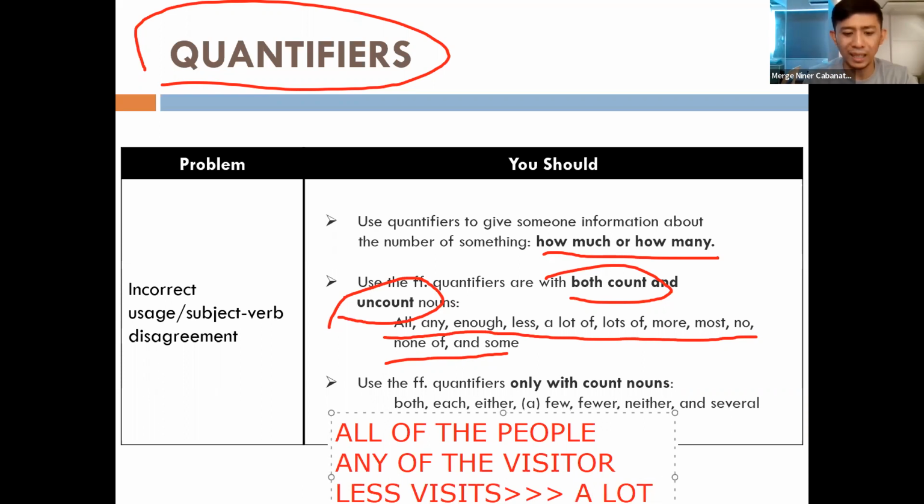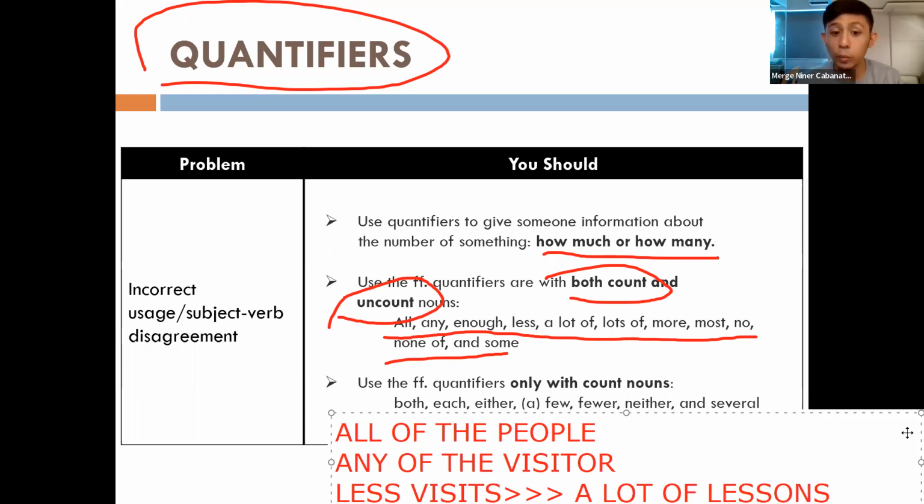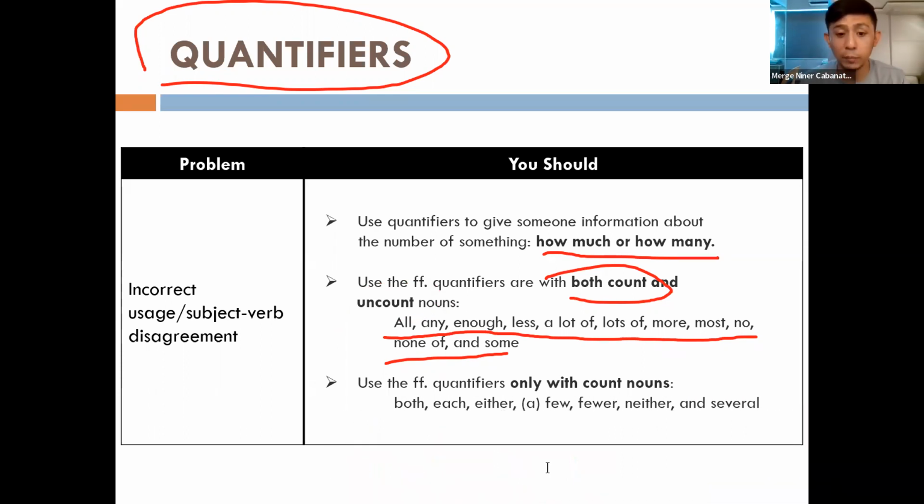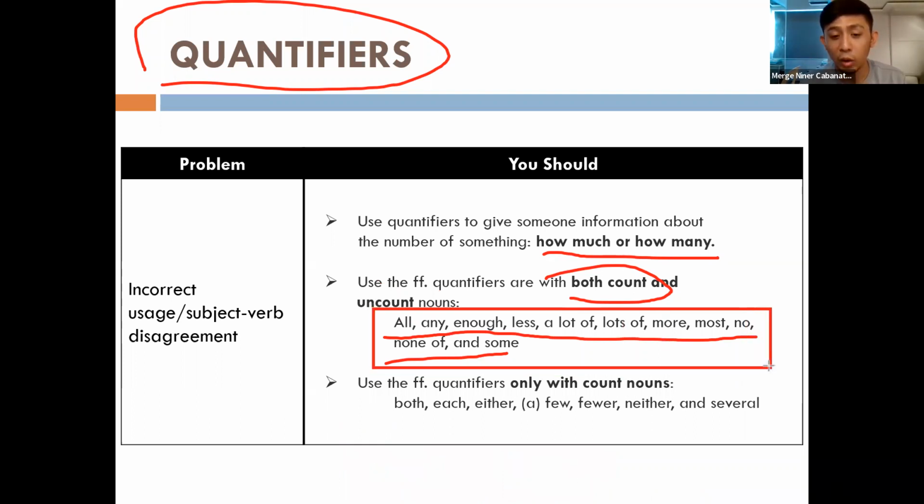A lot of lessons. Yan. Nakikita? So pwede ko pong gamitin yung mga words na nakikita po natin dito. All, any, enough, less, a lot of, lots of, more, most, no, none of, at saka some. Both para po sa count and non-count noun. So the ones I have mentioned, pwede siya sa nabibilang physically, laptop, phones, trees. Pwede din siya sa hindi nabibilang physically tulad ng sugar, salt, water, oil.